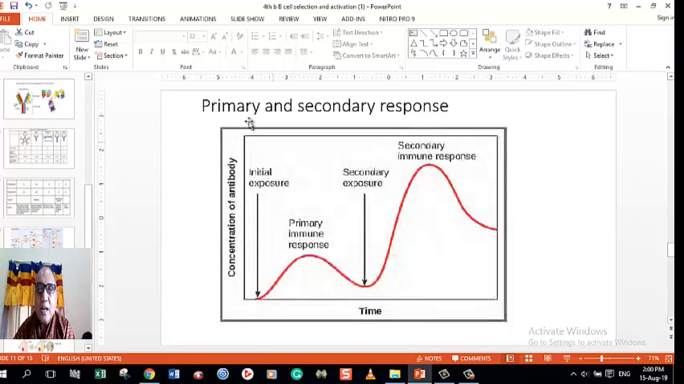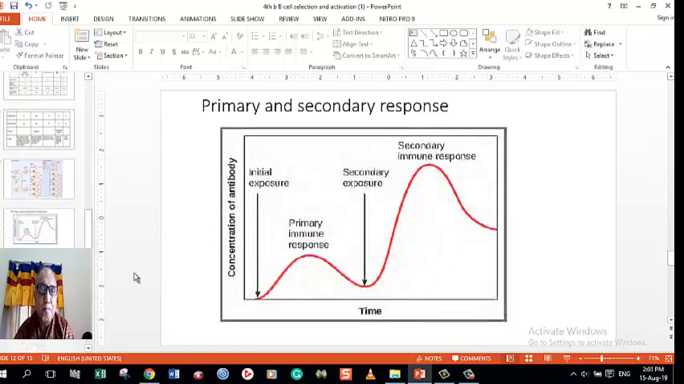Now the actions of these antibodies: in the initial exposure to the antigen, the B cell produces antibody at a much lower level than the second time encounter. Here this is the concentration of antibody being produced by the B cell. In the primary encounter, it produces quite a low concentration of antibody. In the secondary encounter, the memory cells react quickly and produce a lot of antibody. So the response will be much faster in the secondary response.